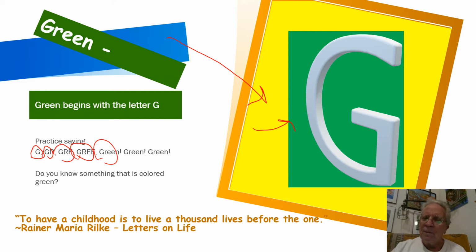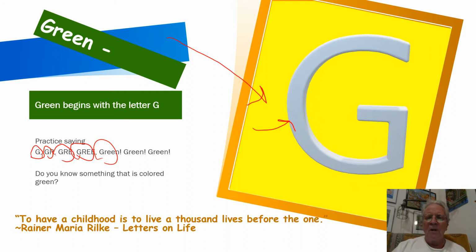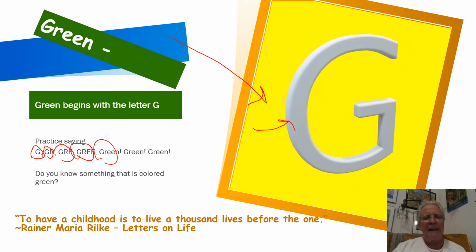Okay, turn to the person sitting next to you and say the word green. Okay, did you get that done? All right, let's go to the next one. Oh, look at that. The G is spinning. I like that.